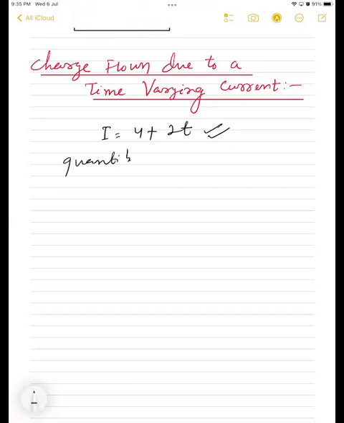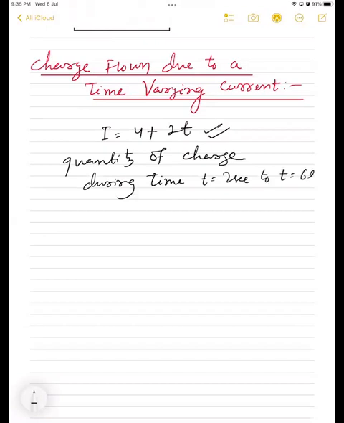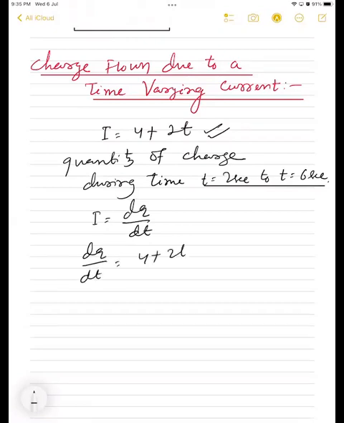You have to find the quantity of charge during time t is equal to 2 second to t is equal to 6 second, right? Students, I is equal to how much given? I is equal to dq by dt. That means dq by dt is equal to 4 plus 2t.